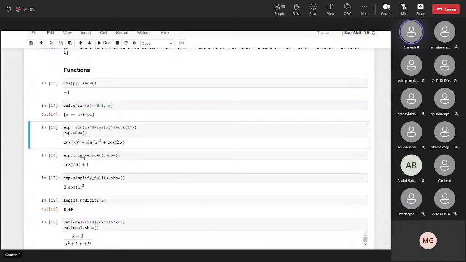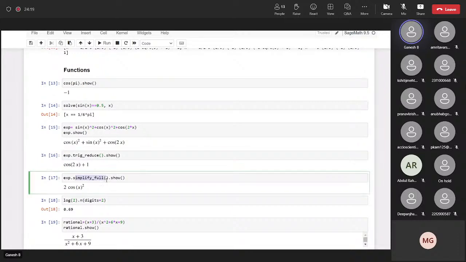So, what trig reduce does is it reduces the trigonometric expression as much as it can. So, it reduces it to cos 2x plus 1. It can be reduced further. To reduce it to the fullest extent, you would use simplify full, and this would work for non-trigonometric functions as well. Trig reduce is specific to trigonometric functions, and simplify full is general. So to do this, you see you get 2 cos square x, and trig reduce turns it into 1 plus cos square.